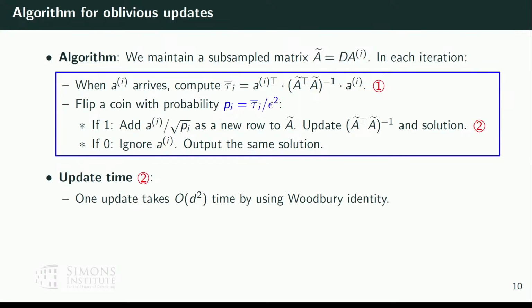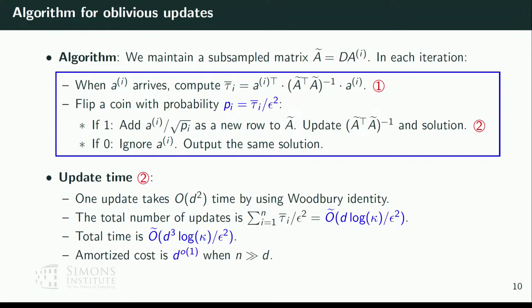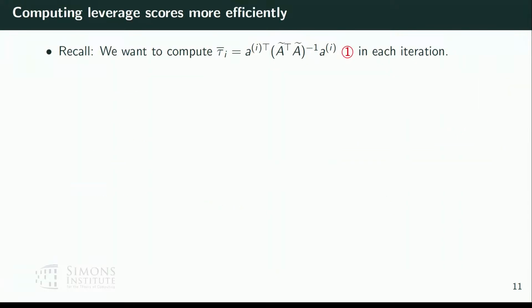When we're doing the update, we can just use what we do for the exact solution. We just update it by using this Woodbury identity for matrix inverse, and this will take d squared time to do this update. And as we showed on the previous slide, the total number of updates is bounded by the sum of the online leverage scores, which is bounded by d times log kappa over epsilon squared. So we just multiply these 2 together, and this gives us the total time for this update operation. And this is actually a smaller term. This is the second d cubed term in our final running time. And when n is much larger than d, this is a very small term. This is d to the little o(1).